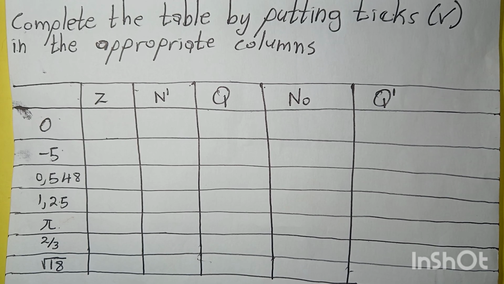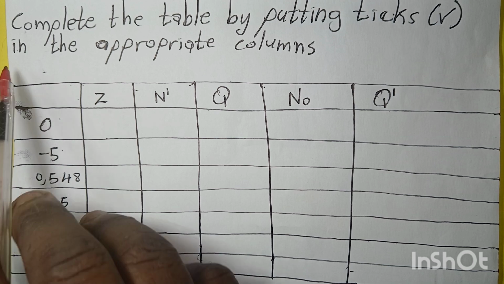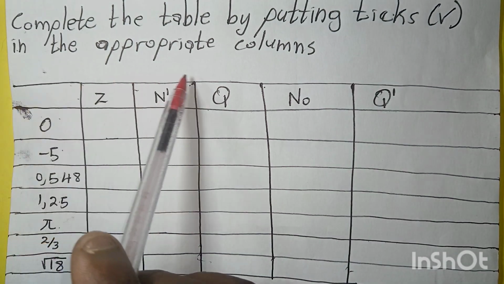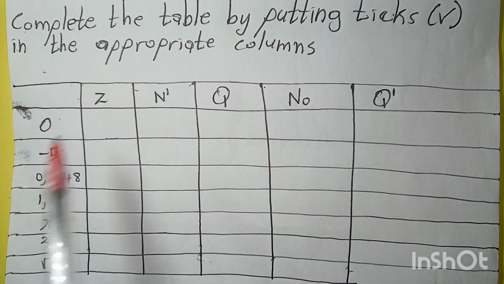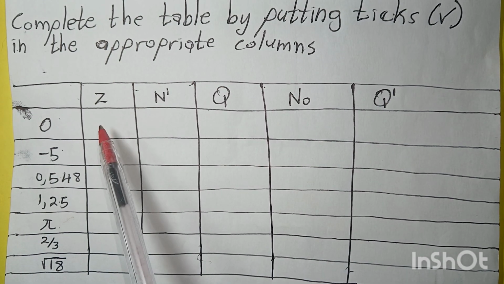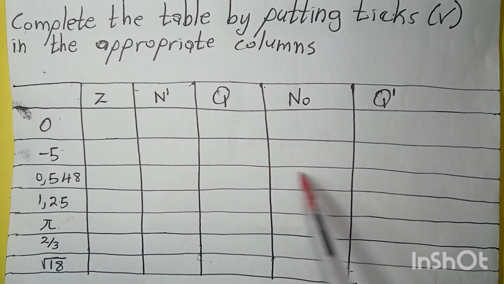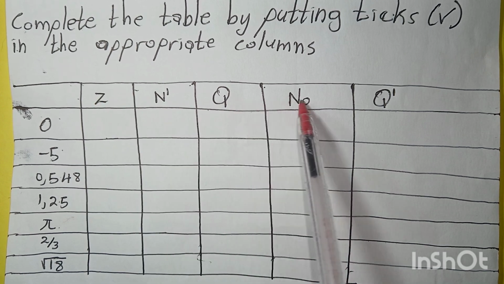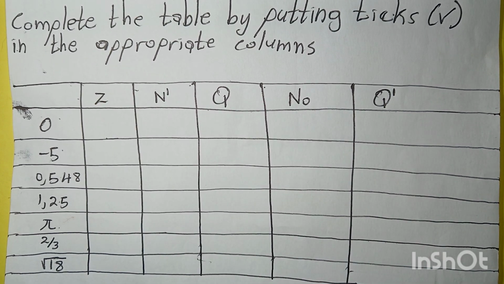So in this video, I just want to show you this kind of question whereby they will say, complete the table by putting ticks in the appropriate column name. So what you have to do here, you must put ticks in the appropriate column name. You can't put the ticks without knowing what these symbols mean. Do you understand?